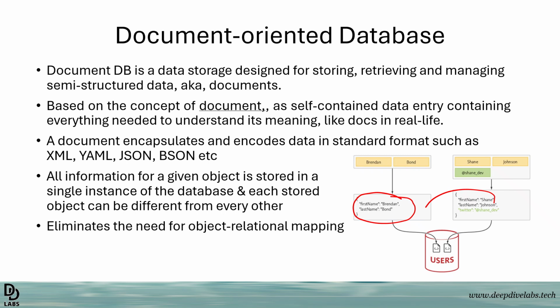One of the key advantages of your document-oriented database is that it eliminates the need for object-relational mapping. So you can typically store your data in your database in the same format as what is required by your object, right? So it results in faster software development.